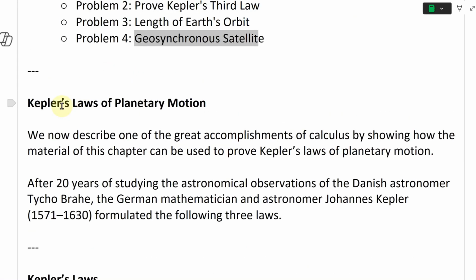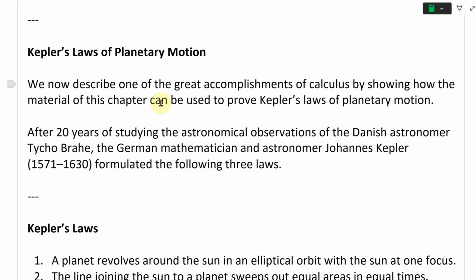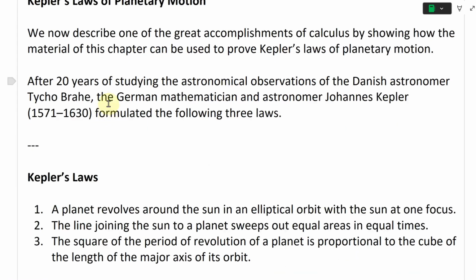Anyways, let's go further. So Kepler's laws of planetary motion. We now describe one of the great accomplishments of calculus by showing how the material of this chapter can be used to prove Kepler's laws of planetary motion. So after 20 years of studying the astronomical observations of the Danish astronomer, I think it's pronounced Tycho Brahe, the German mathematician and astronomer Johannes Kepler, born 1571, died 1630, formulated the following 3 laws.